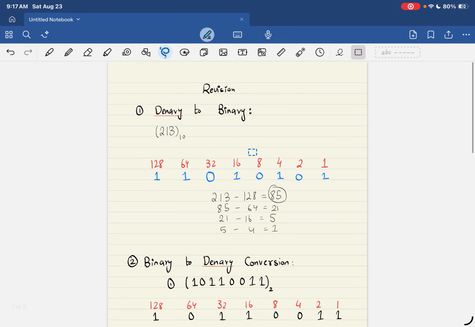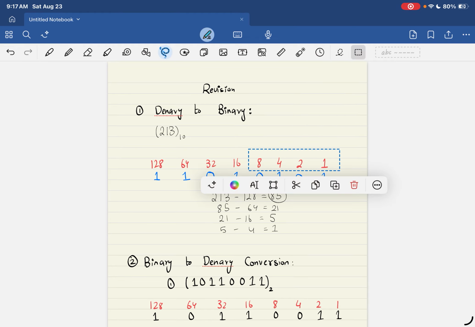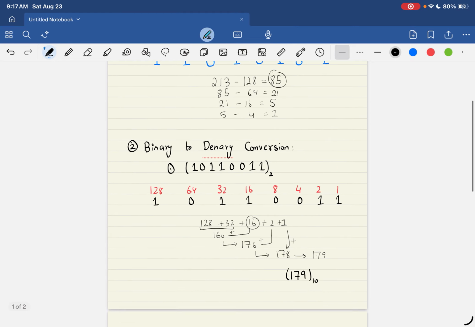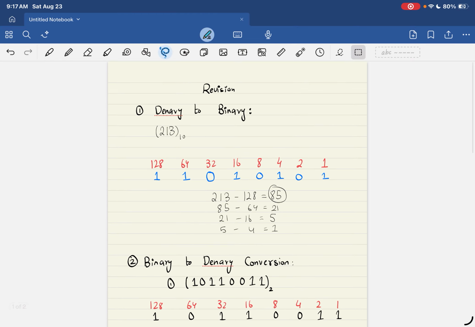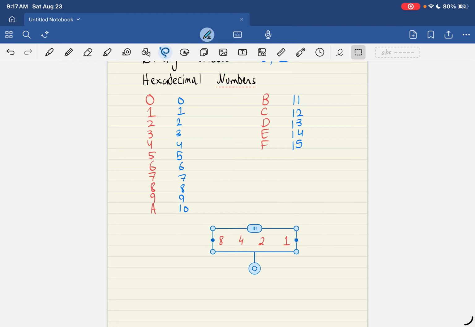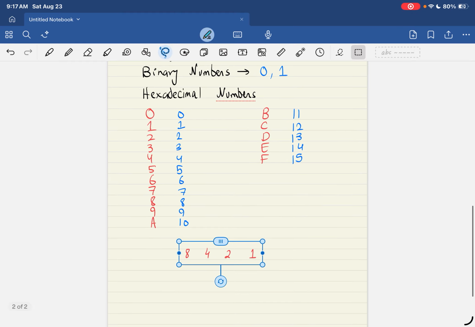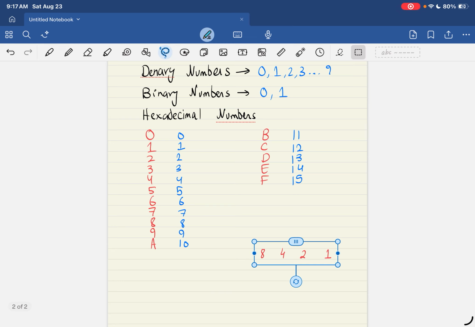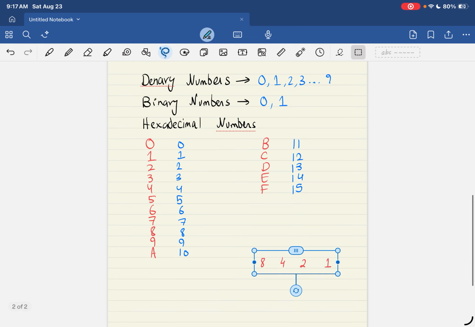And what are those 4 bits? Those 4 bits would be the powers of 2, starting from 1 all the way till 8.